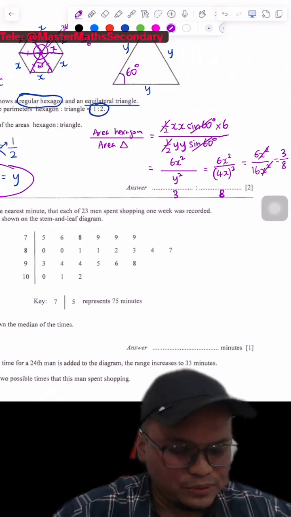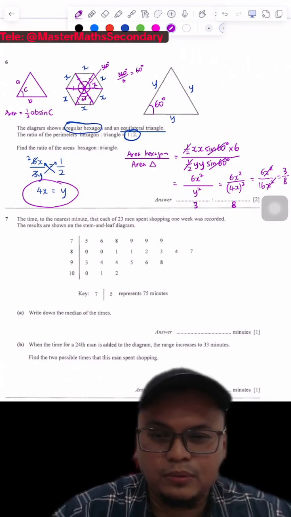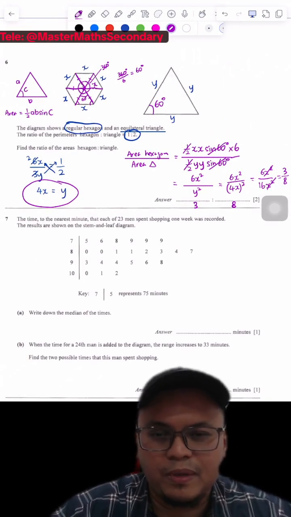So this is question 6 for the 2020 O-Level E-Math Paper 1.